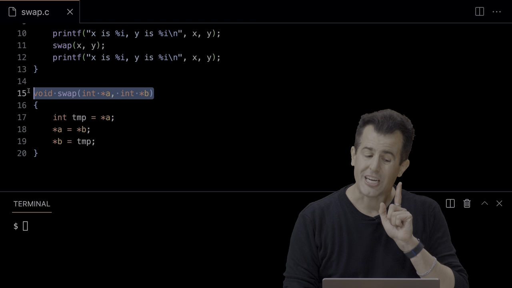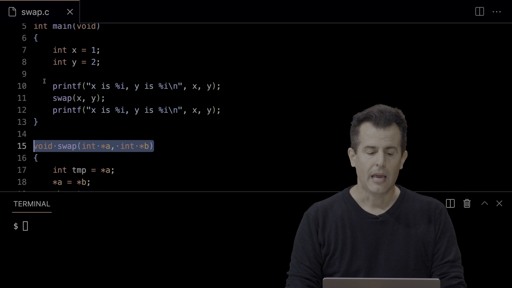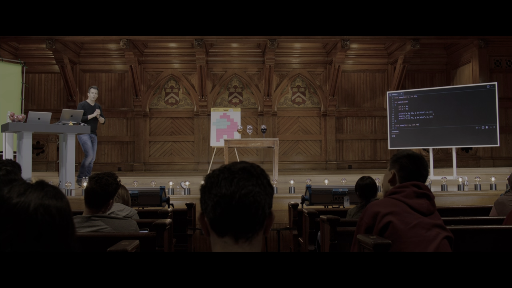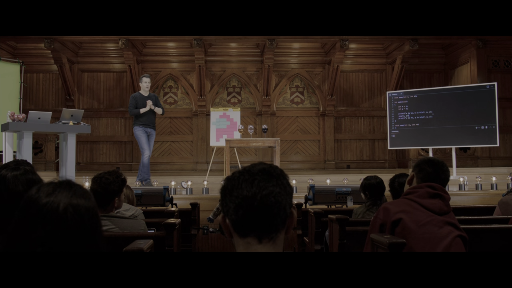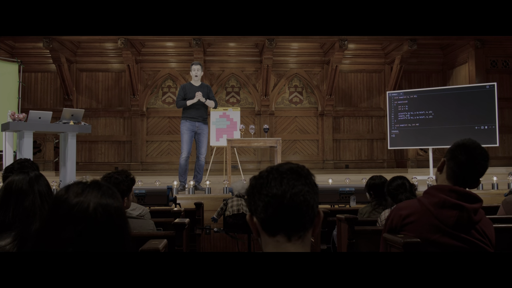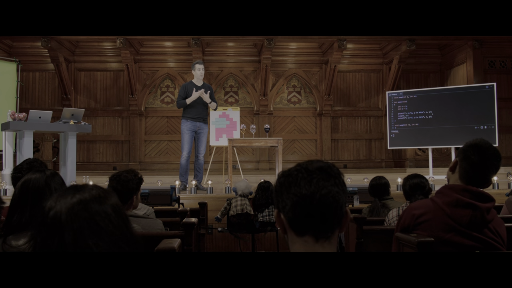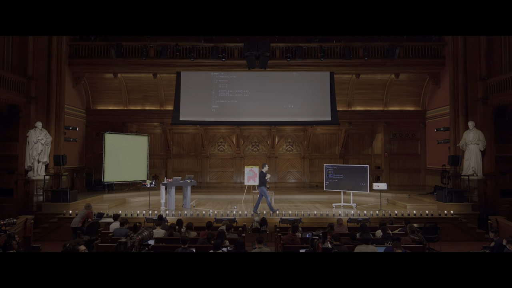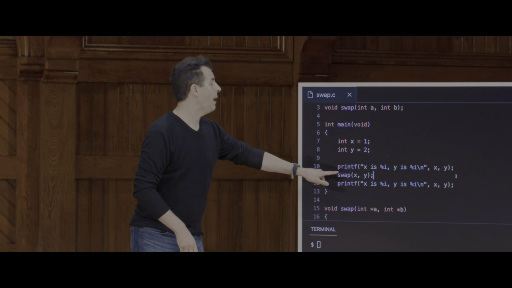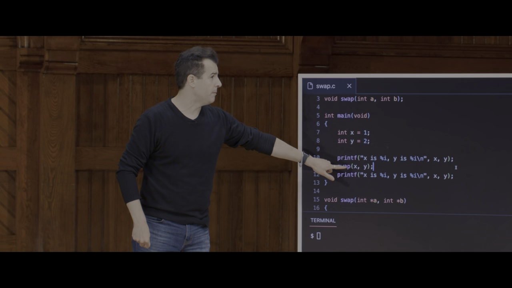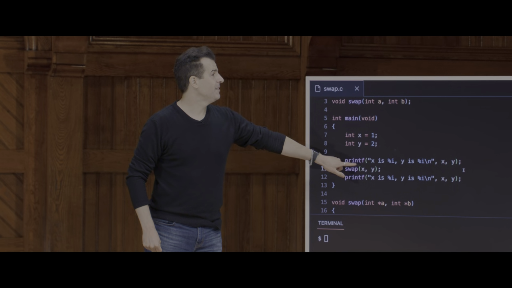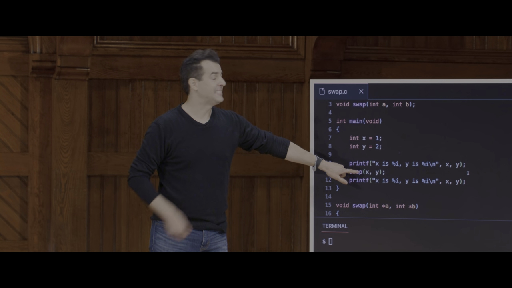But now that I've made this change, I do need to go up to main and make one change. Does anyone have the intuition for what I now need to change in main so that I pass in x and y by reference, that is, by address rather than by value or copy? Oh, yeah, in back? So close. On the swap line, it's not star that I want in front of the x and the y. It's instead, what's the other one? It's the ampersand.